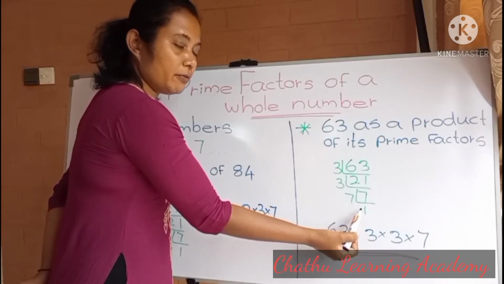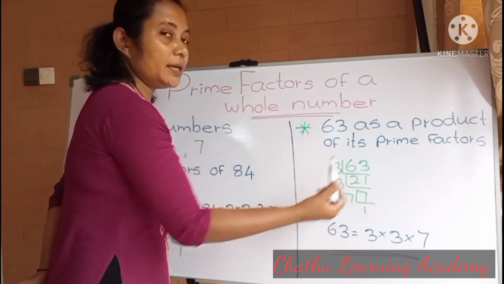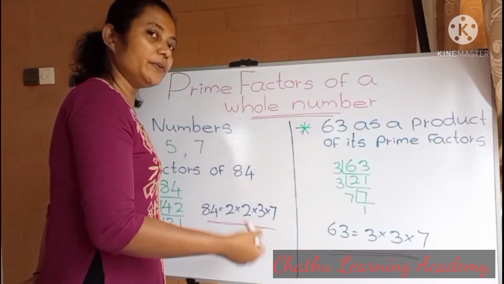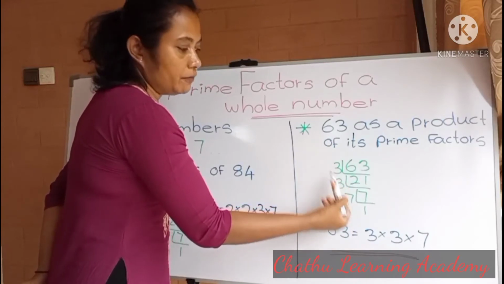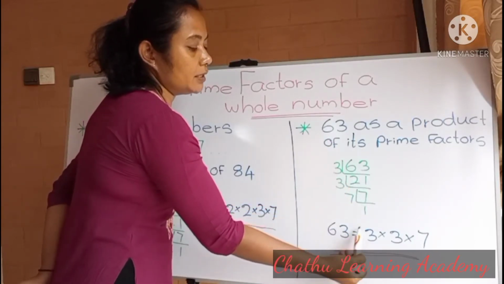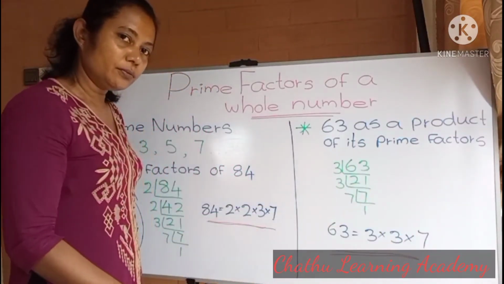The answer is 1. Then we want to write this 63 as a product of its prime numbers. Then these are the prime numbers or prime factors. Then 63 is equal to 3 into 3 into 7. Is it okay now?